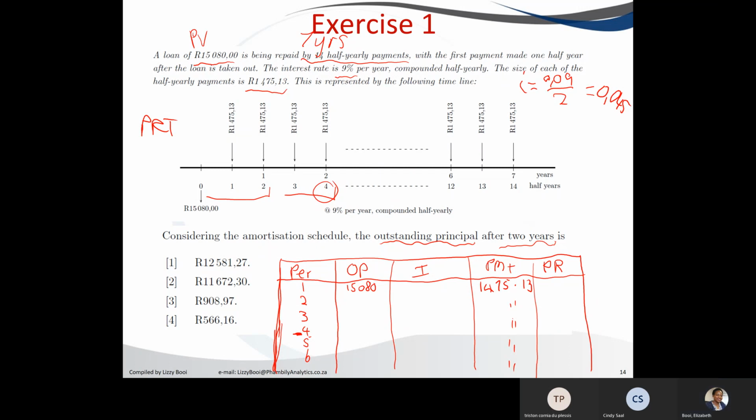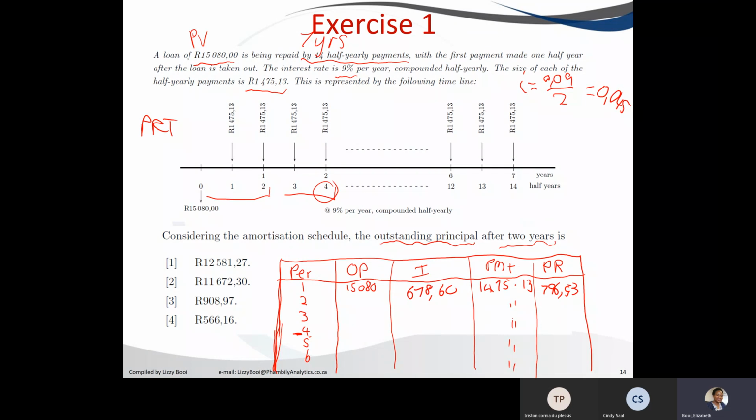So this will be 15,080 multiplied by 0.045 multiplied by 1. So our interest here is 678.60, and then we can calculate the principal repaid, which is 1475.13 minus 678.60, which gives us 796.53.